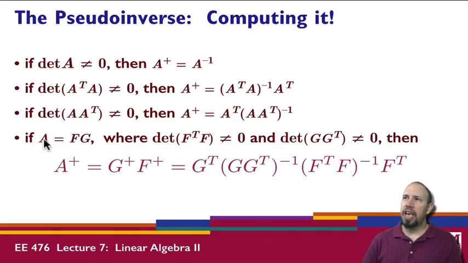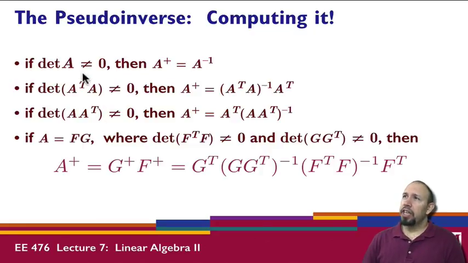Okay. Now suppose the matrix A can be written as a product of two matrices where the determinant of F transpose F is non-zero and the determinant of G G transpose is non-zero. Notice this one's going to be tall and thin, this one's going to be short and fat. Then the pseudo-inverse of A can be written as the pseudo-inverse of G times the pseudo-inverse of F, where the pseudo-inverse of F is given by this, and the pseudo-inverse of G is given by that. So we're actually using both of these formulas here, and so we can compute the pseudo-inverse of a matrix if we can factor it this way into the product of two matrices.